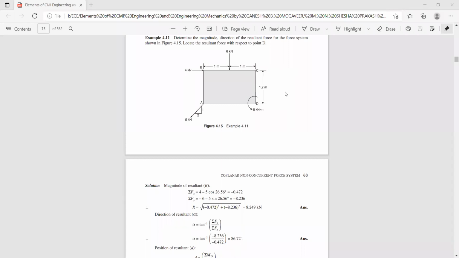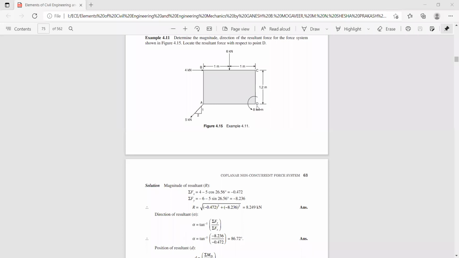So it creates a clockwise movement with respect to this point. Hence 4 into the perpendicular distance 1.2. So sigma Md, since you are considering the moment of all the forces with respect to point D, is equal to minus 5 sine 26.56 into 2 plus 4 into 1.2.